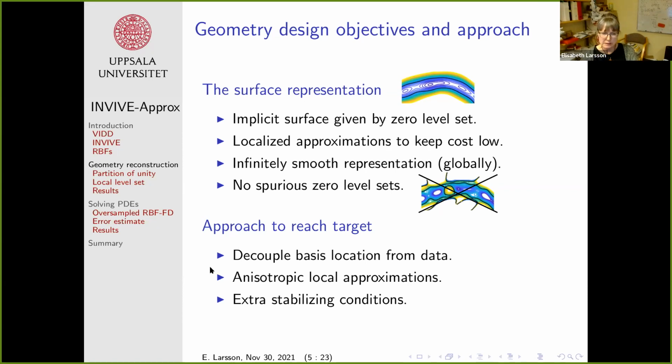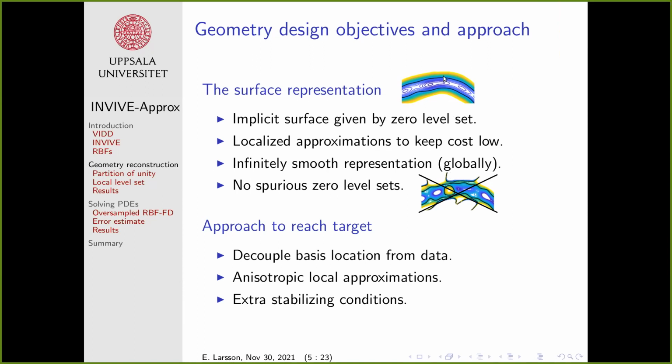So, okay, then comes our experience and knowledge about the approximation theory. How can we use that? So in most methods, the basis functions are placed at the data locations. And the data locations are on the surface because that's the point cloud data that we have. But if we place all basis functions on the surface, this is not good for the approximation because it's not nicely distributed. So we decouple the basis functions from the data location.